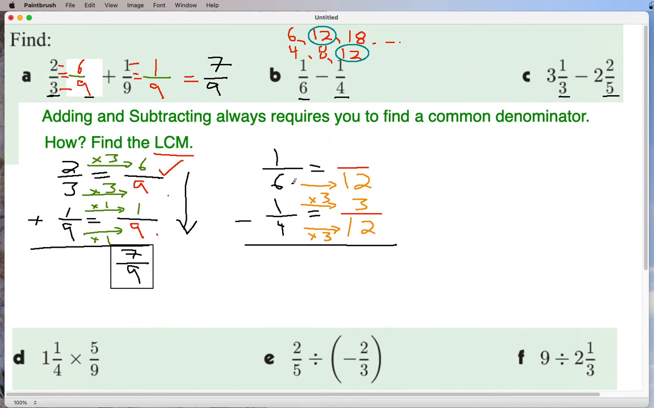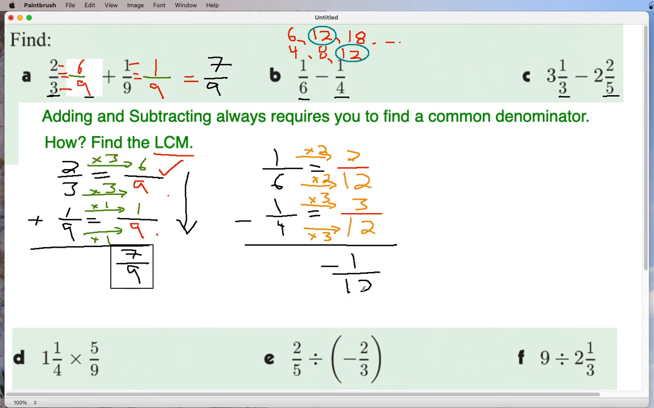The next question I'm going to ask is, how do I get from 6 to 12? Well, here I times it by 2. So on the top, I'm going to have to multiply it by 2 as well, and then we get 2 over 12. And as you can see, we have the same common denominator of 12 now, but I'm going to subtract instead of adding. So what is 2 minus 3? Well, 2 minus 3 is actually -1.